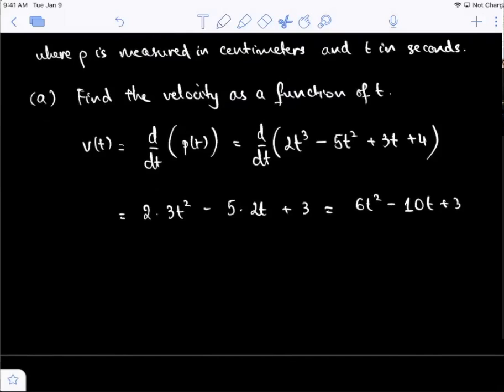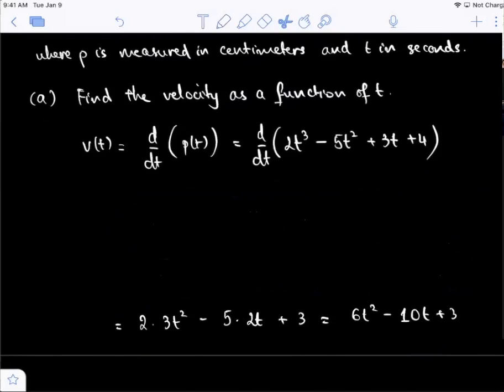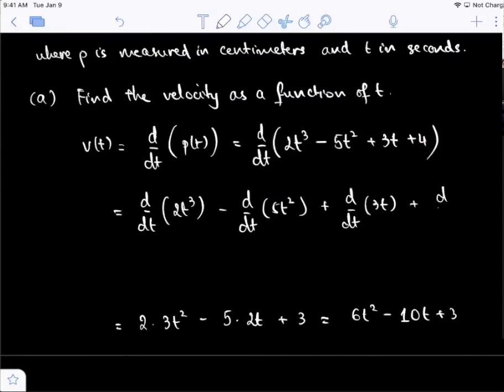So I skipped a couple of steps, so let me move this down a little bit. Between this line and the next line, there should be a couple more steps, but I skipped them. Once again, the derivative of a sum is the sum of the derivatives, and the derivative of a difference is the difference of the derivatives. So you have the derivative of 2t cubed minus d dt of 5t squared plus d dt of 3t plus d dt of 4.